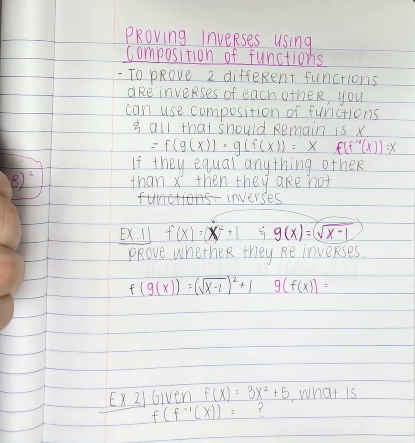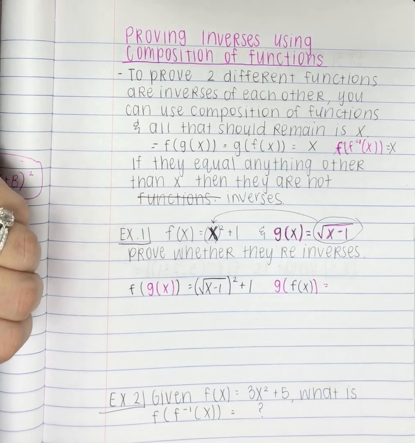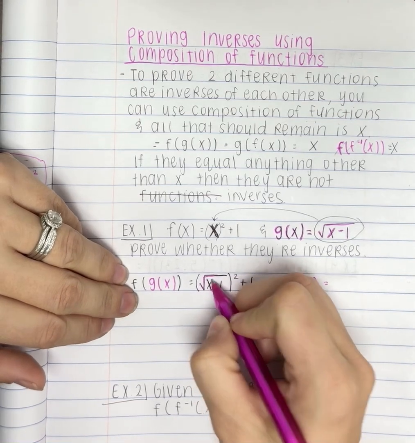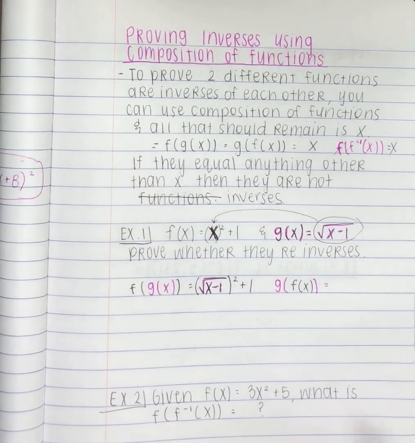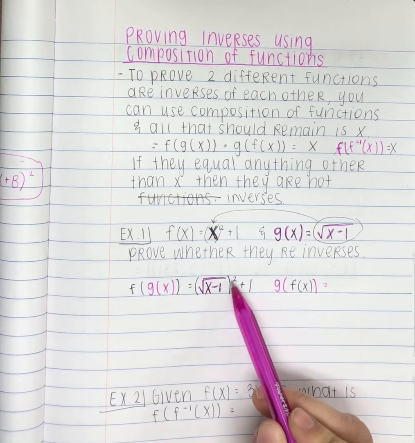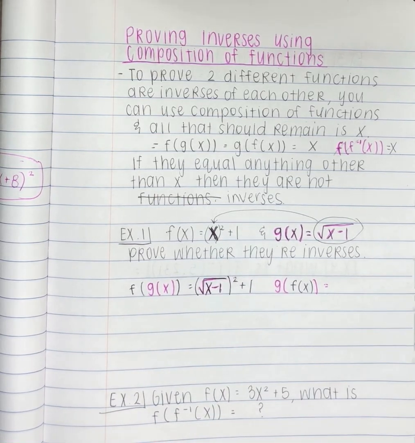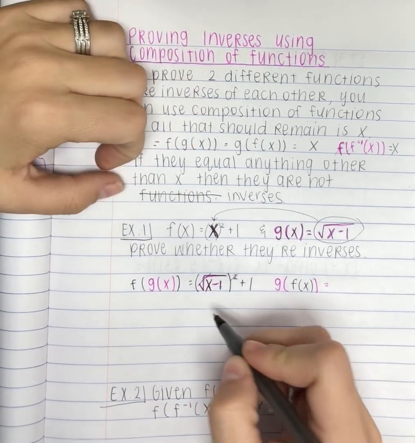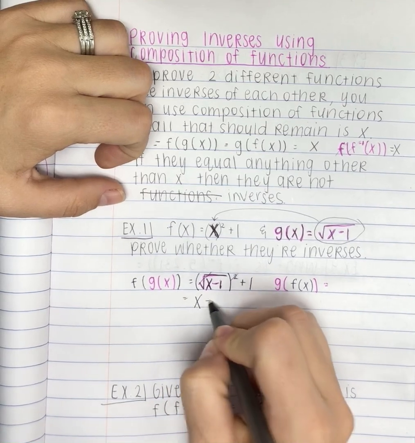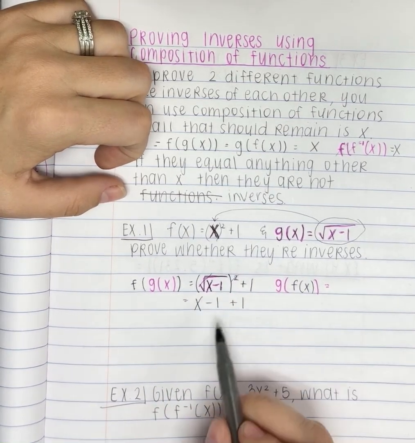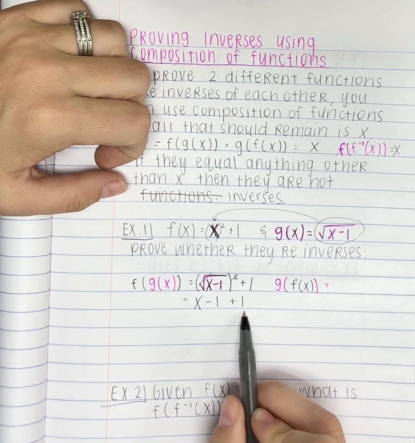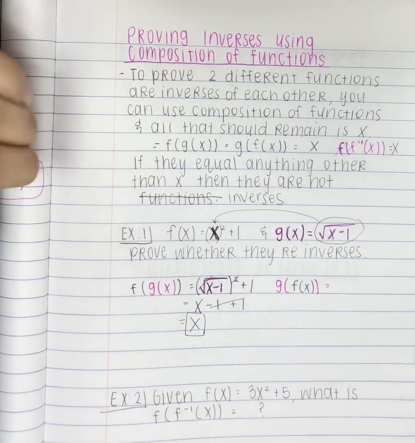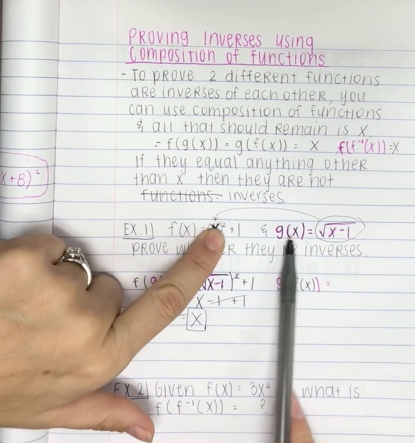Then we want to simplify and see what we're left with, okay? I'm going to make this pink. Here's my g part. What we know is that squaring a square root would cancel each other out, right? So square root and squaring would cancel each other out, which would leave us just x minus 1 plus 1. Minus 1 plus 1 is 0, so we're left with just x. So that means that these two functions are inverses of each other.